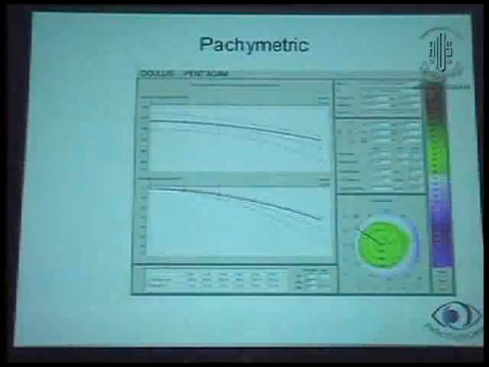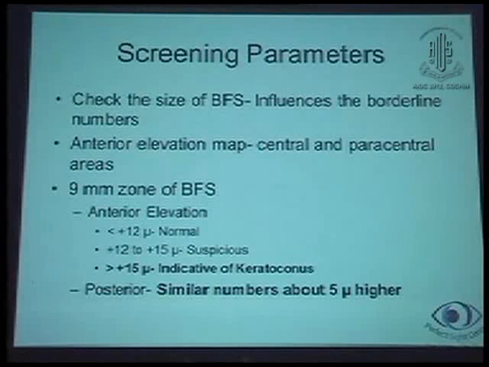So, just to go into the screening parameters, there's the best fit sphere that I talked about. The variation in the size of the best fit sphere would influence the shape of the topography, or rather the topography data that we get. So whenever we do this, we should check the best fit sphere. It could be system dependent, or it could be 8 or 9 millimeters, which we can choose and set for ourselves. Anterior elevation map. Sorry.